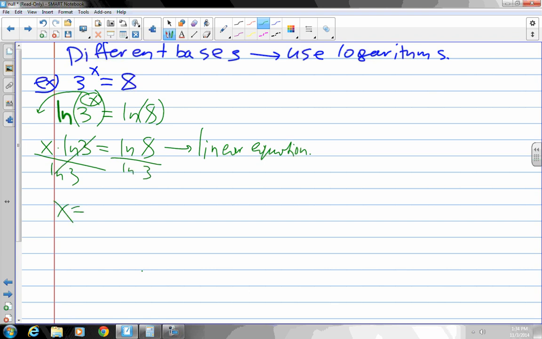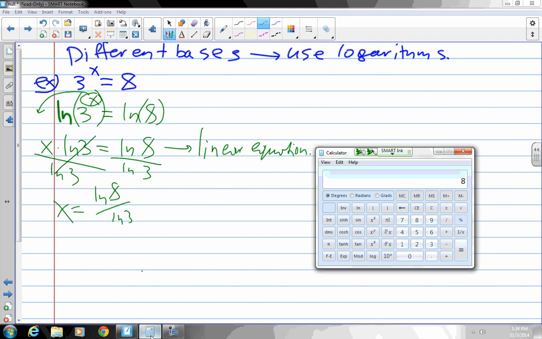So x equals ln of 8 over ln of 3. And this is something I can plug in my calculator, I think, if I can use it. So natural log of 8 divided by natural log of 3. So 1.89-ish.